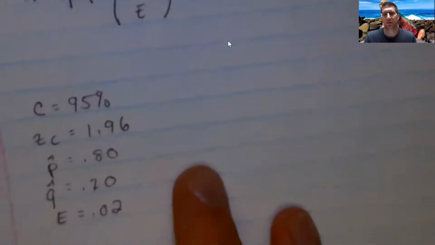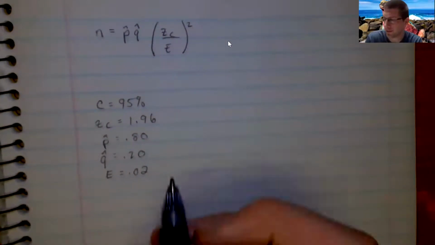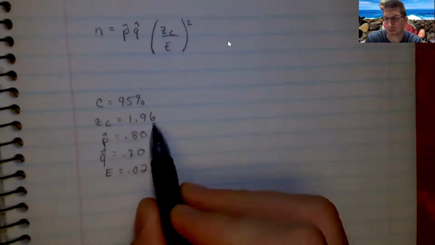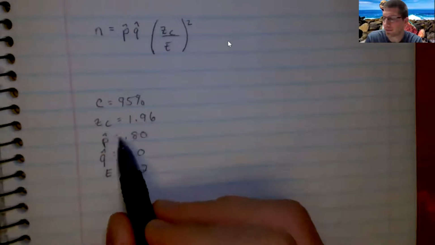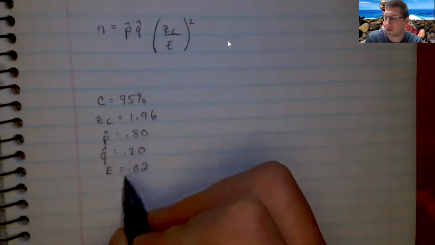So here it is. We have our formula up here, and it says confidence 95%. Like I said, the z-score is then 1.96. We have that in our notes. The p hat they gave us was 80%. 1 minus p hat is 20% for q hat. And the margin of error is 2%, and 2% is 0.02 as a decimal.